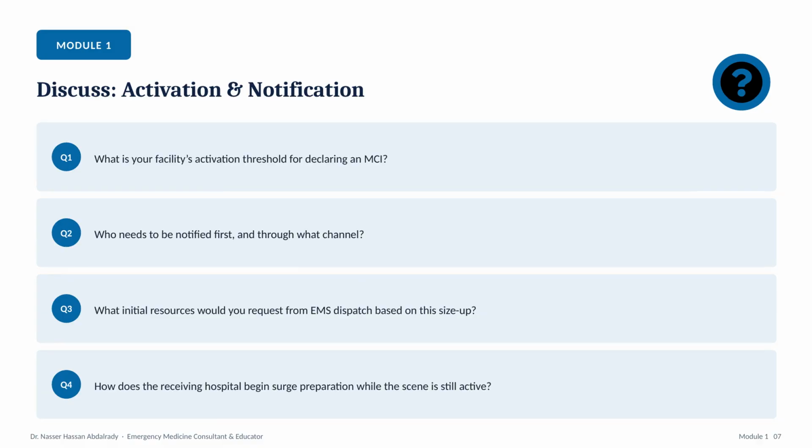A few things worth thinking through at this stage. What is your own facility's activation threshold for declaring a mass casualty incident? Who needs to be notified first and through what channel? What initial resources would you request from EMS dispatch based on a size-up like this? And how does a receiving hospital begin surge preparation while the scene is still active? Take a moment to consider how your own service would answer each of these.